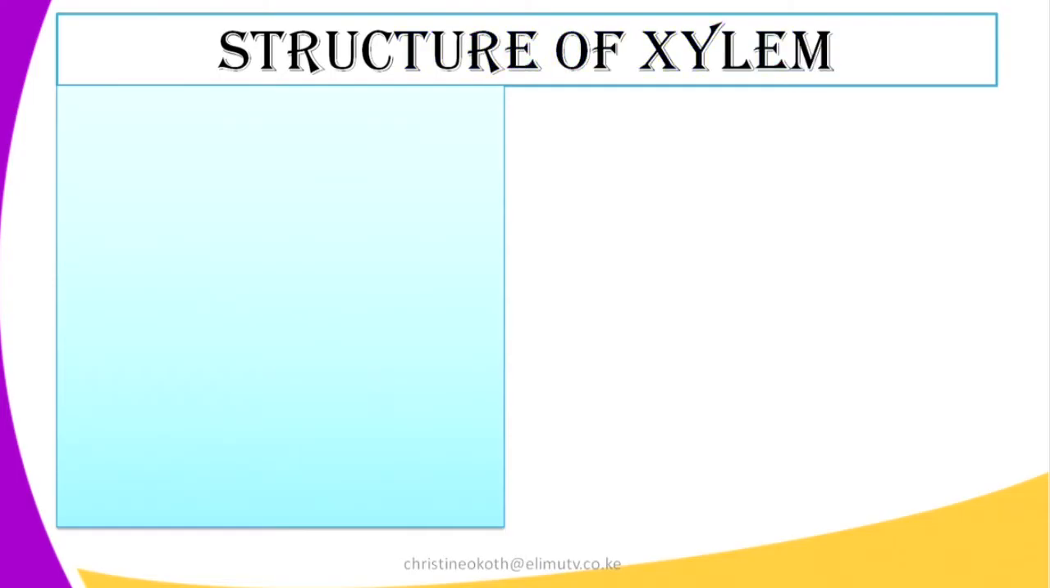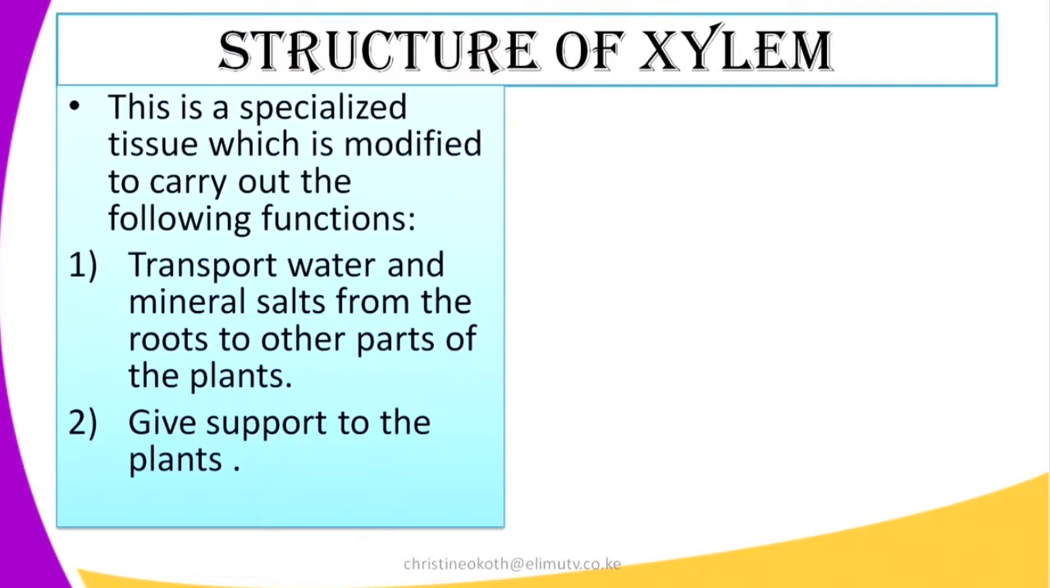So let us look at the structure of a xylem. Remember, a xylem is a tissue which helps in the transport of water from the roots to the other organs in the plant. So a xylem is a specialized tissue which is modified to carry out the following function. It carries out two functions. First, as we have said, it helps in the transport of water and mineral salts from the roots to other parts of the plant. So this water is needed mainly for photosynthesis.